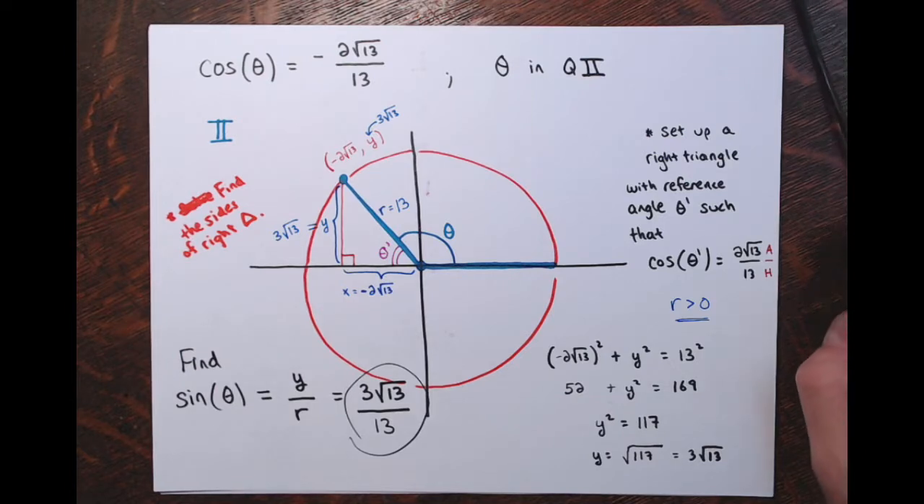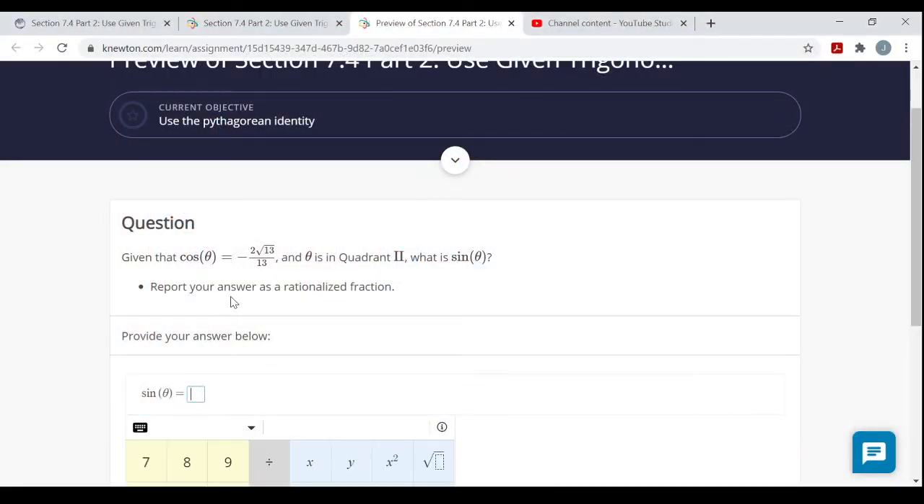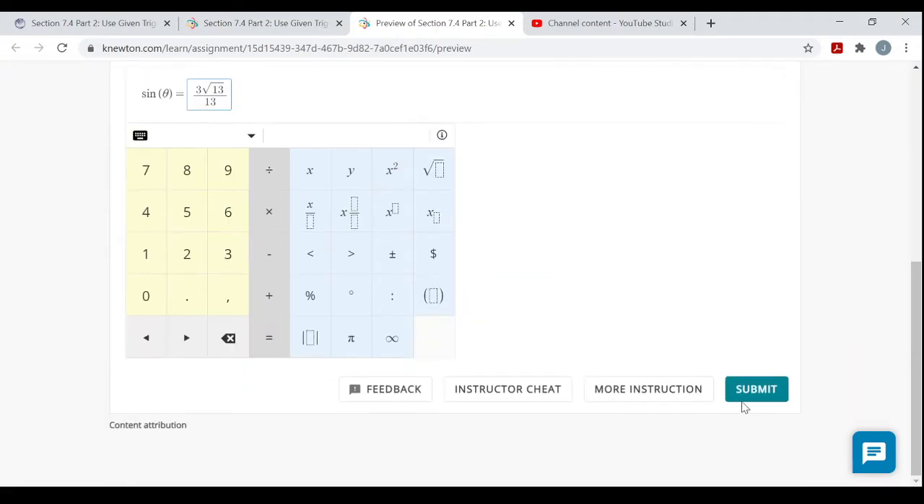So let's go back to enter this number. So the sine, and it says report your answer as a rationalized fraction. All that means is that you don't have square roots in the denominator. Rationalized. So we have 3 times the square root of 13 in the numerator divided by 13 in the denominator. And submit.